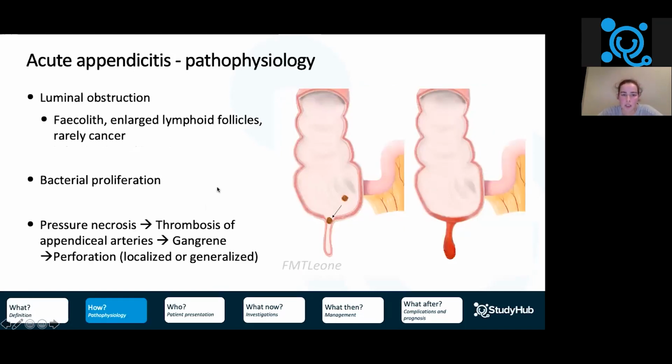So pathophysiology: acute appendicitis is often caused by blockage of the appendix lumen, and usually this is by a fecalith, so a small piece of stool that gets stuck in the lumen. You then get bacterial proliferation, pressure necrosis, and then eventually you'll get gangrene and perforation of the appendix.